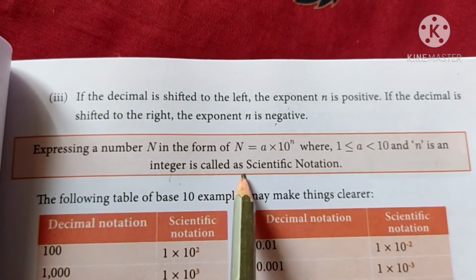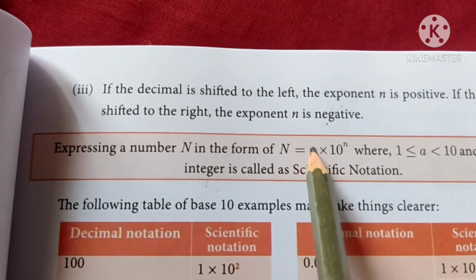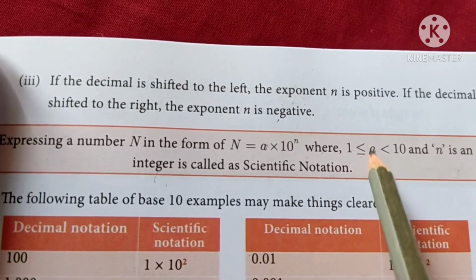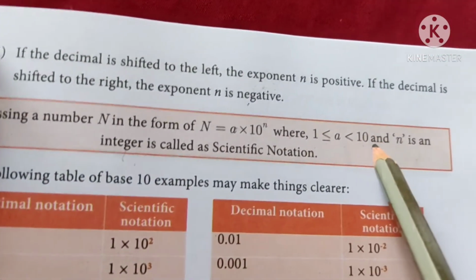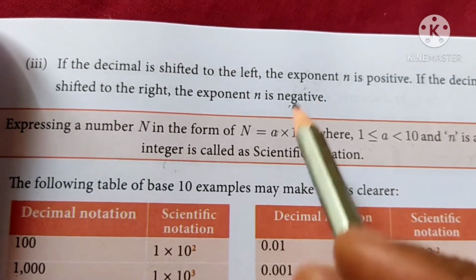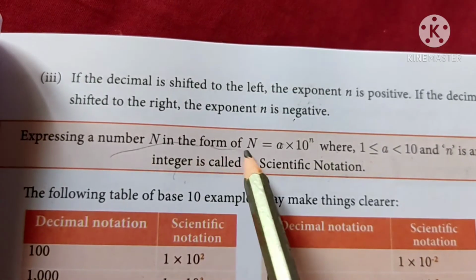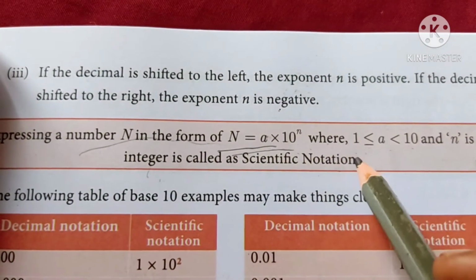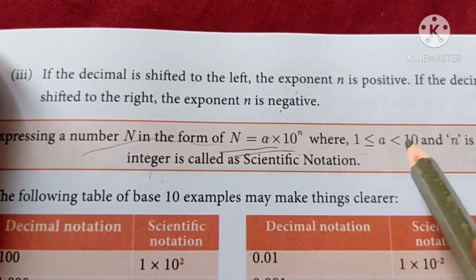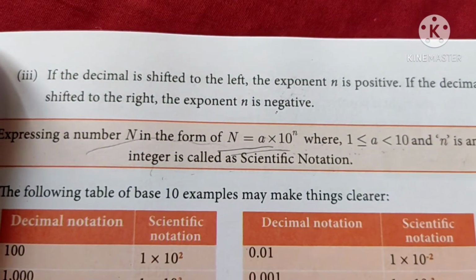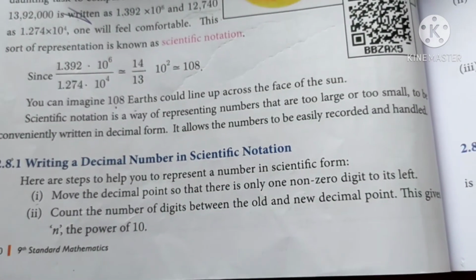To write in scientific notation, follow the form a into 10 power n, where 1 is less than or equal to a, a is less than 10, and n is an integer. So expressing a number in the form a into 10 power n, where a lies between 1 and 10 except 10, and n is an integer, is called scientific notation of a decimal number.